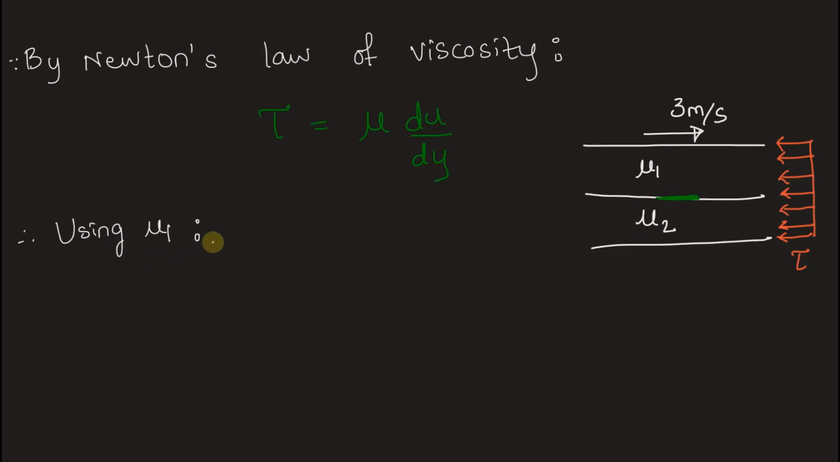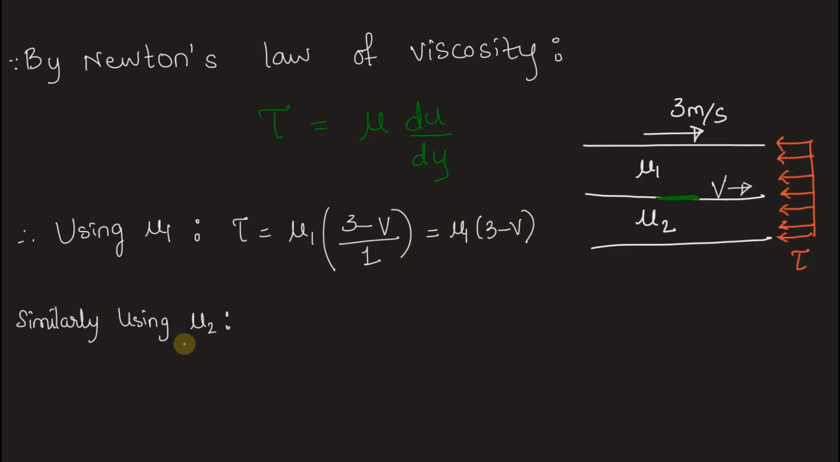Hence, using mu1, we have tau is equal to mu1. The velocity gradient here is nothing but change in velocity from top to bottom, that is 3 minus, let the velocity at interface be v, 3 minus v upon the height is 1 meter. So this is equal to mu1 into 3 minus v. Similarly, using mu2, we have tau is equal to mu2 into. Now the velocity variation here is from v to 0 and the height is 1. So we have mu2 into v.